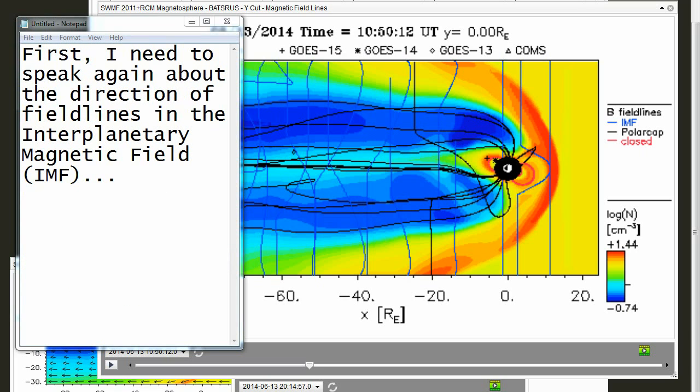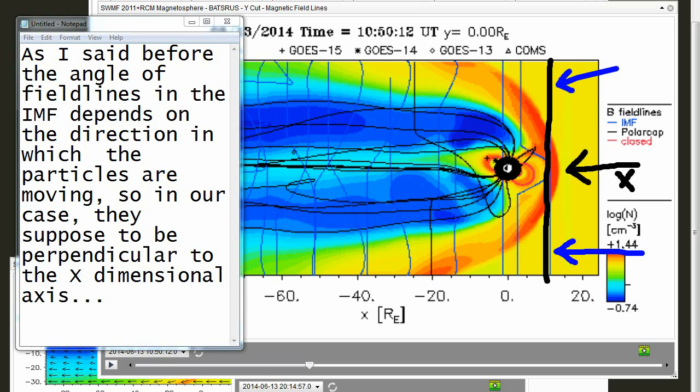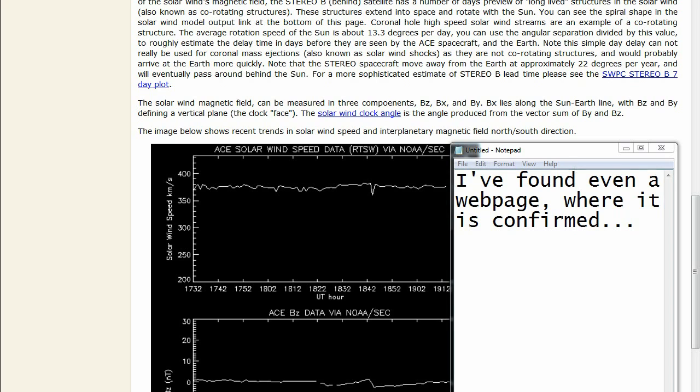First, I need to speak again about the direction of field lines in the Interplanetary Magnetic Field, IMF. As I said before, the angle of field lines in the IMF depends on the direction in which the particles are moving. So in our case, they're supposed to be perpendicular to the x-dimensional axis. I found even a web page where it is confirmed.